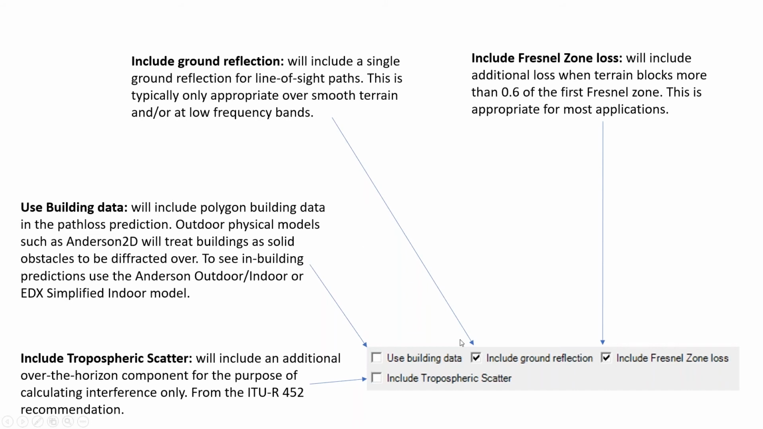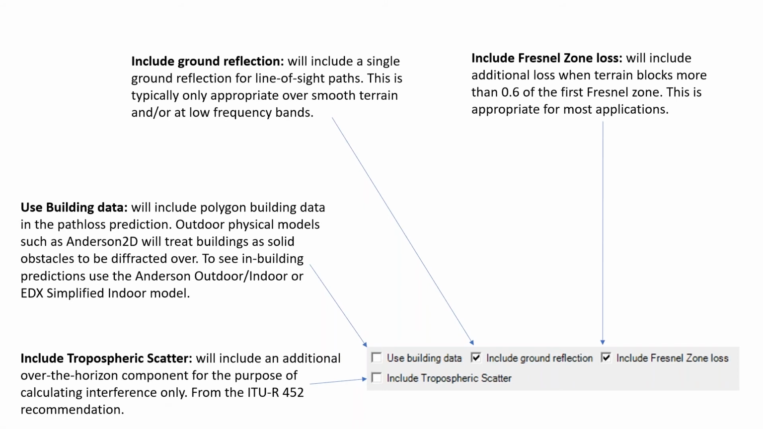We've got these additional switches here that can be applied to any of these models for ground reflection, Fresnel zone loss, and troposcatter and building data. The important thing to recognize for the troposcatter is that this is a troposcatter over the horizon component, but it is only designed to be used for over the horizon interference between terrestrial networks.